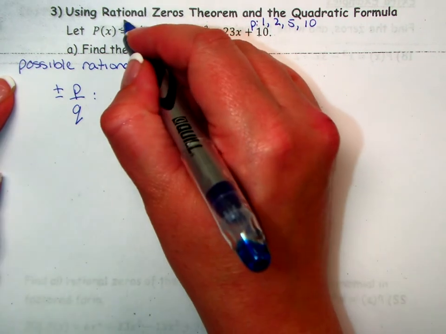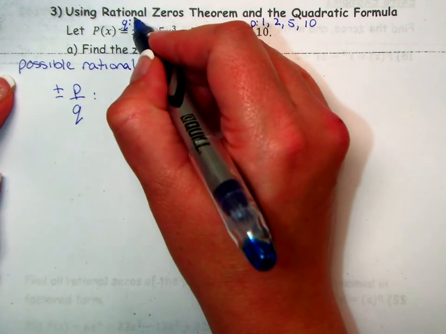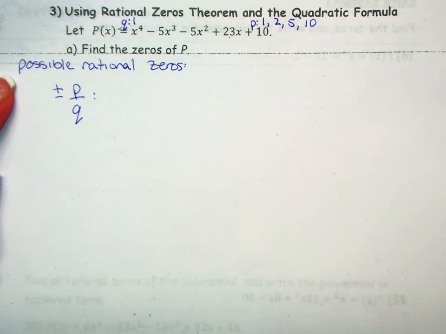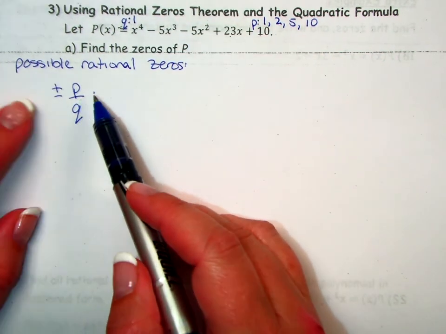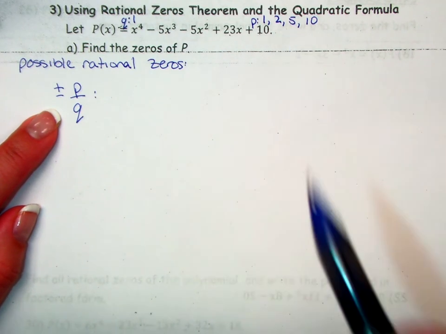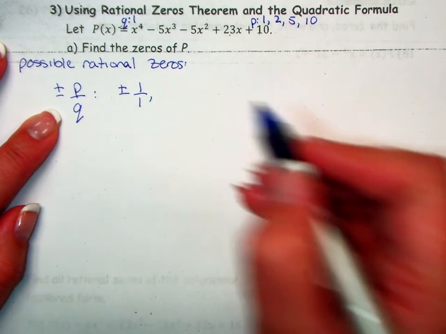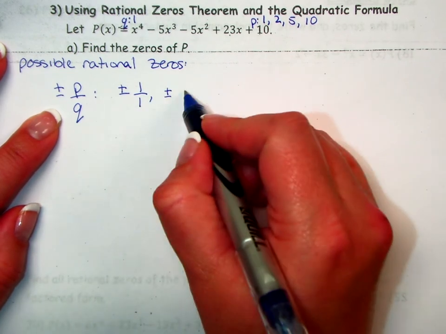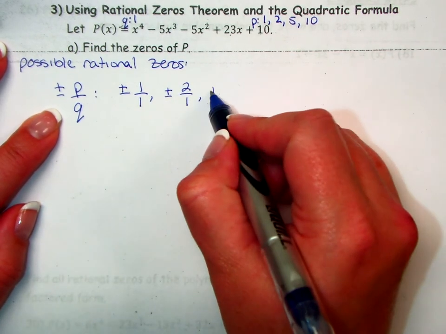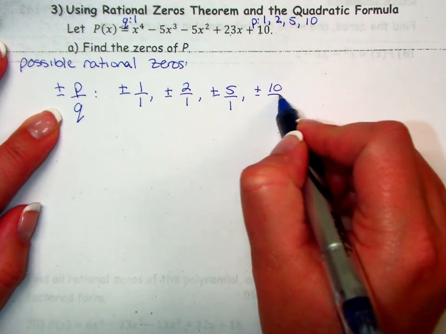Now we're in luck here because the leading coefficient is just 1. So we only have one Q value. So it looks like all our possible P over Q's are just going to be whole numbers. 1 over 1, 2 over 1, 5 over 1, 10 over 1. But don't forget the pluses or the minuses. Right? Plus or minus 1 over 1, plus or minus 2 over 1, plus or minus 5 over 1, plus or minus 10 over 1.